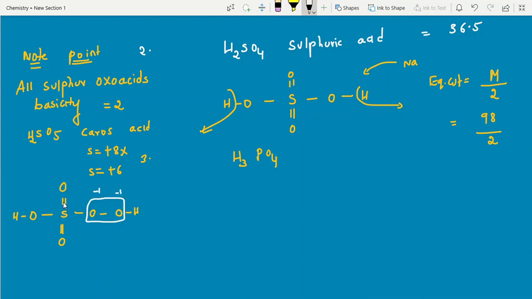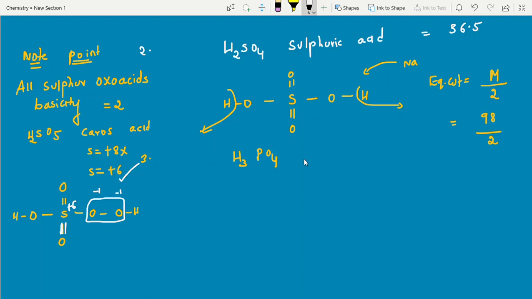So sulfur, what is the valency? 1, 2, 3, 4. Here 2 bonds, students. Okay, a little more clear. You can write 1, 2, 3, 4, 5, 6. Sulfur is +6. Wherever you are getting more than the group number as the oxidation state, definitely you can select the highest oxidation state for the answer.